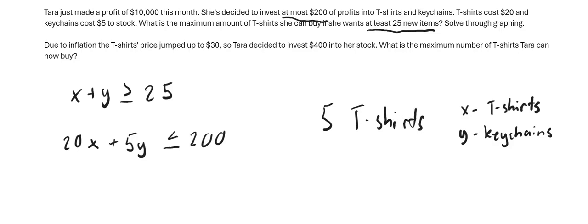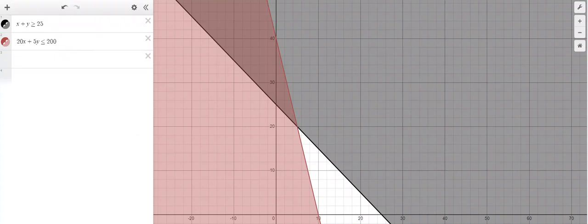But let's consider, what if due to inflation the t-shirt's price jumped up to $30? So Tara decided to invest a little bit more money into her stock. She decided to invest $400. What is the maximum number of t-shirts Tara can now buy? So let's hop right over to our graph.